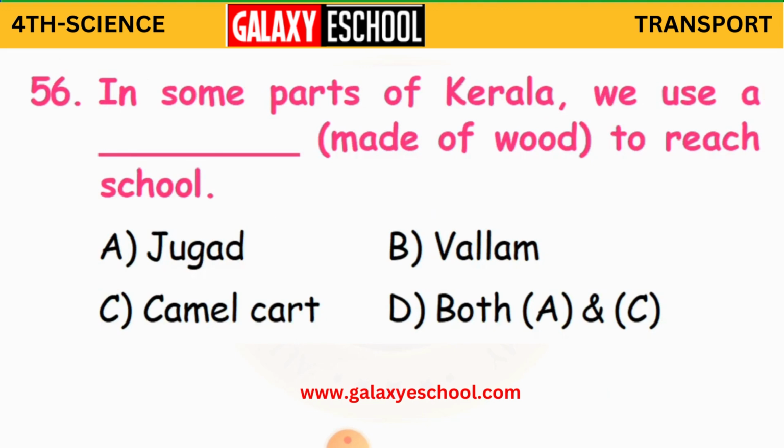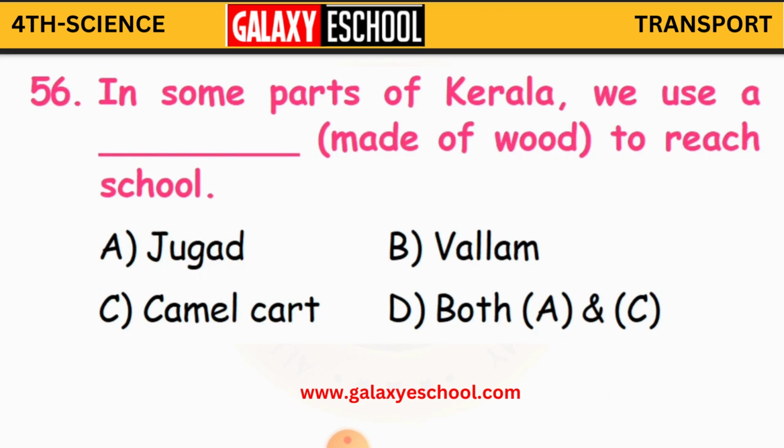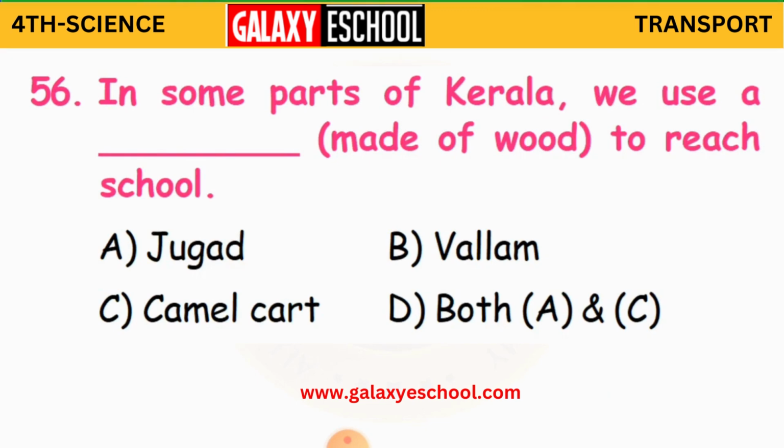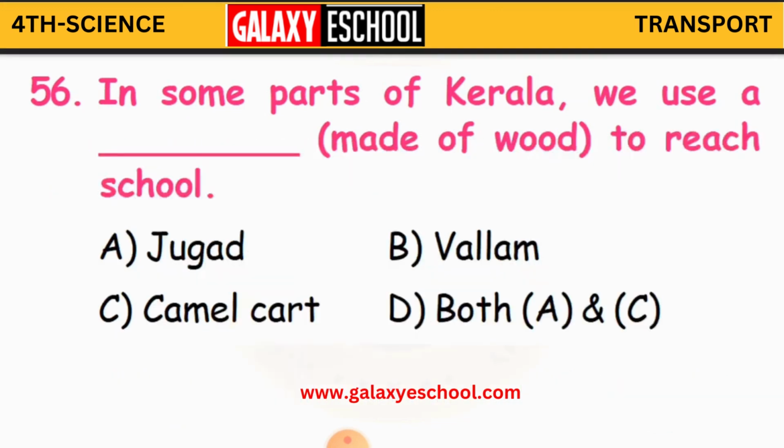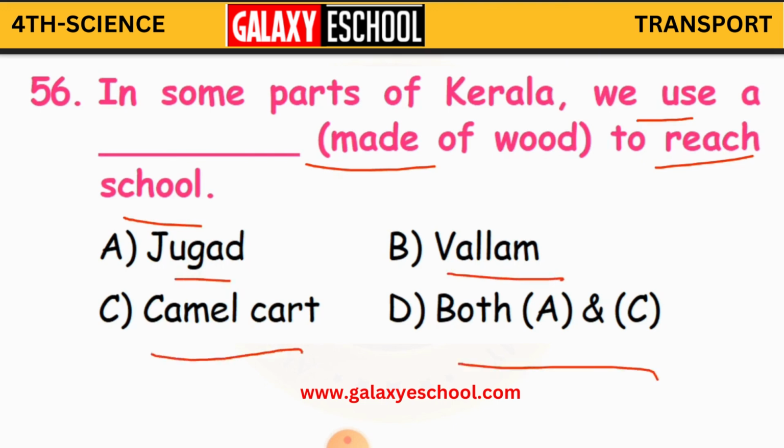56th question. In some parts of Kerala, we use a dash to reach school. So in some parts of Kerala, they use something made of wood to reach school. Is it Jugad, Vallam, camel cart or both A and C? So it is Vallam.